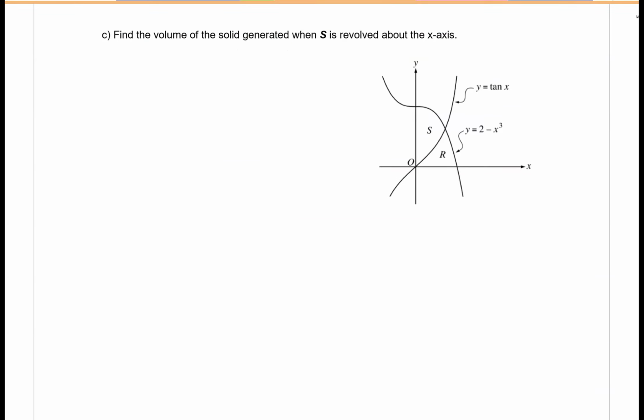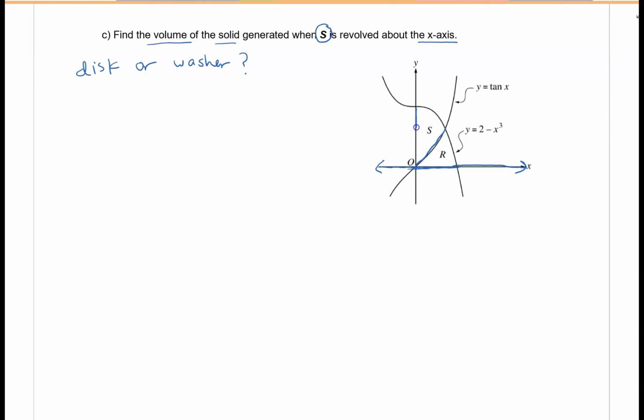So now we come to part C, where it wants us to take this region S and revolve it around the x-axis. So that makes this a volume of solid of revolution problem. And whenever you are confronted with one of those, the first thing you would want to check is to see whether or not you're going to need to use the disk method or the washer method. So what you look for is whether or not the axis of revolution, which in this case is the x-axis, is one of the boundaries of your region.